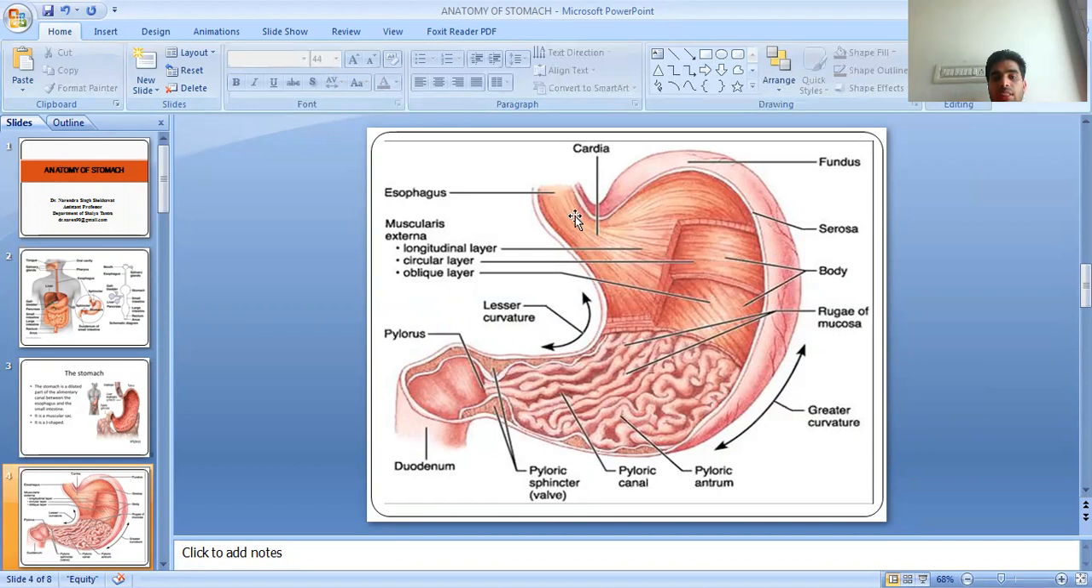This one is the esophagus. Then this is the cardiac part. This is the fundus part, serosa, fundus, then body part. After the body, this is the greater curvature. This is the pyloric antrum, pyloric canal, and after the end of cardiac and pyloric antrum, pylorus. This is the pyloric sphincter or valve, duodenum. This is the lesser curvature. These are all the muscular layers of the stomach: longitudinal, circular, and oblique.